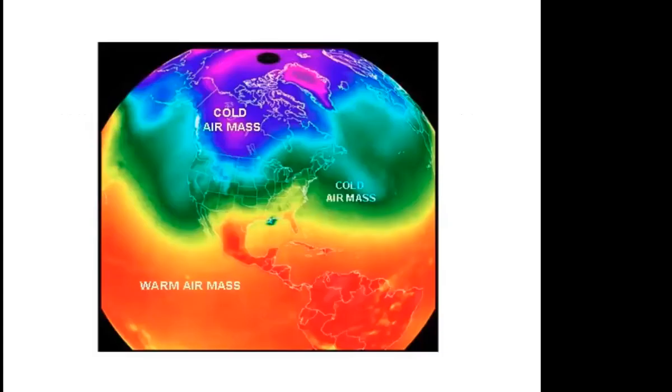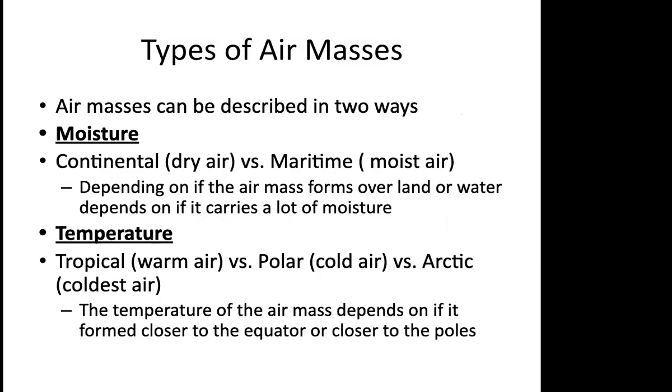So we're going to talk about a couple different types. Okay? So you see some warm air masses, some cold air masses. And when different masses mix, that's when different things start to happen in the atmosphere. And we're going to talk about severe weather next week. So, air masses can be described in two ways: moisture and temperature. So now this is where vocab comes in. So there's continental, which is dry air. So continental, dry. And then maritime, moist. So think MM. Maritime, moist, continental is dry.